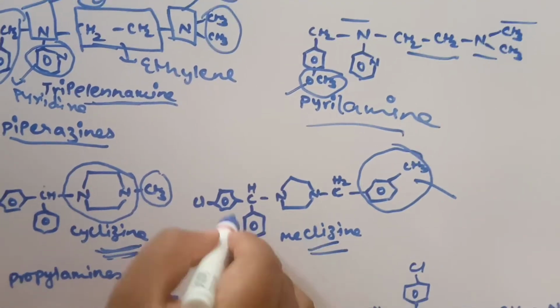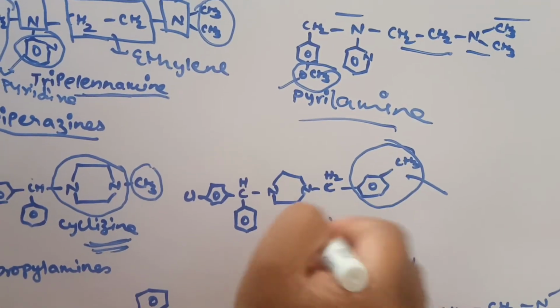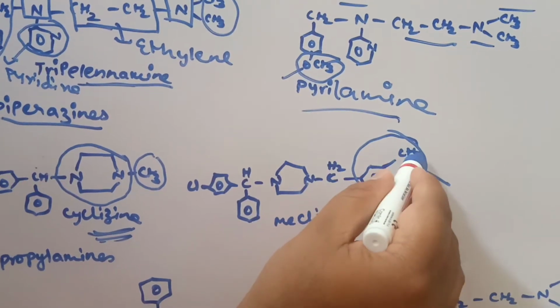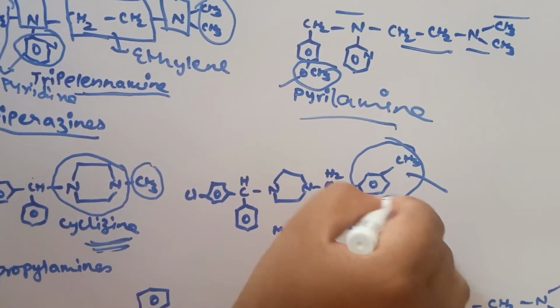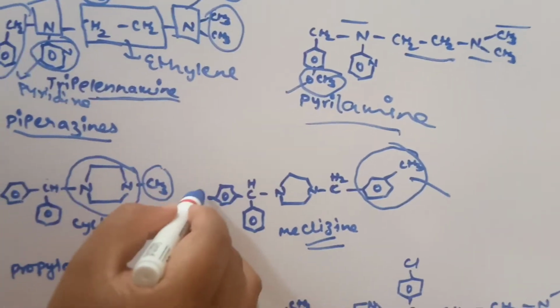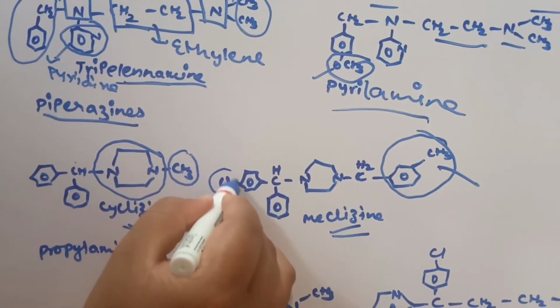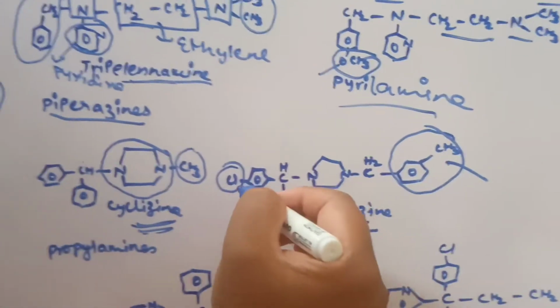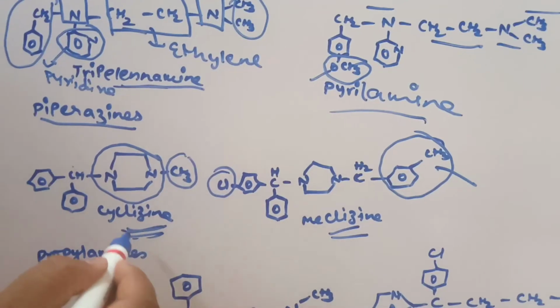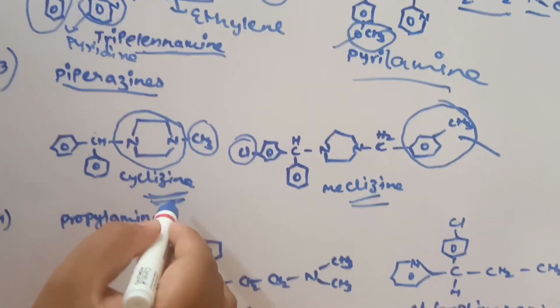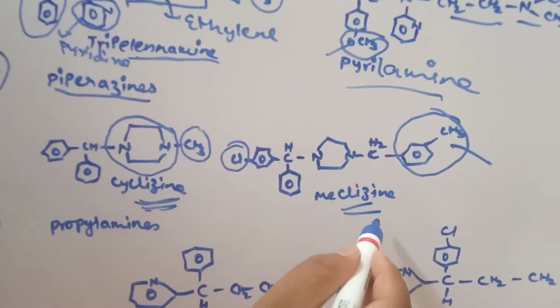Meclizine containing toluene. Mecla means methyl group to the benzene, it contains methyl group. Toluene group substitution is there here. On other side, chlorine to the phenyl group. These are two structural features varied from the cyclizine. So they are called as cyclizine and meclizine.